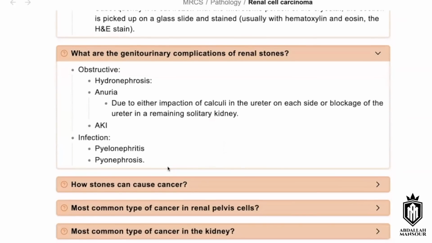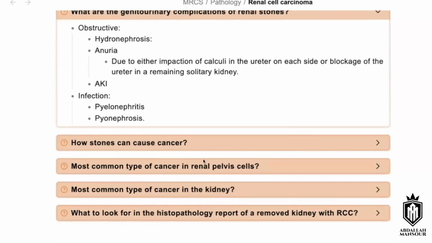Okay, so you want to classify it into obstructive features and infective features and long-term or chronic features such as the carcinoma. All right, how can stones cause cancer? Okay, the stone firstly will lead to infection and irritation.